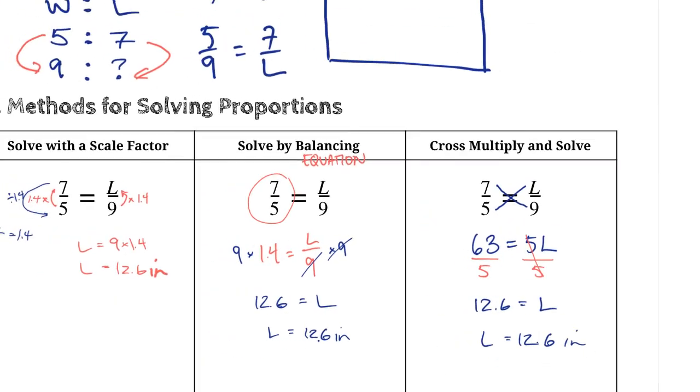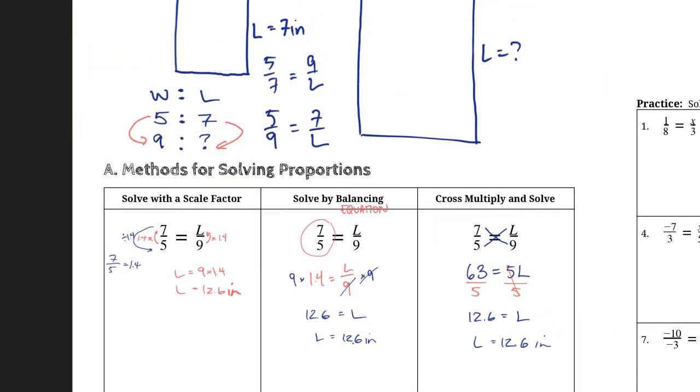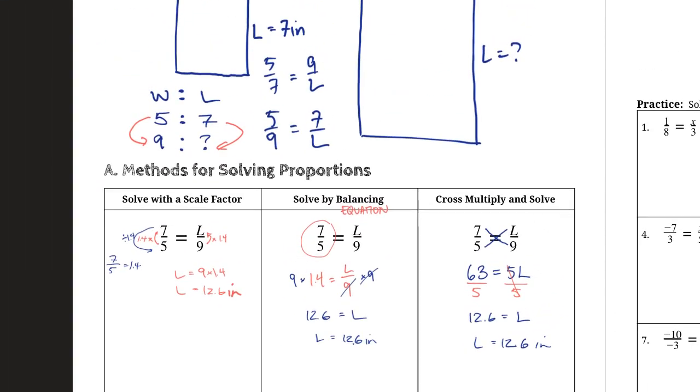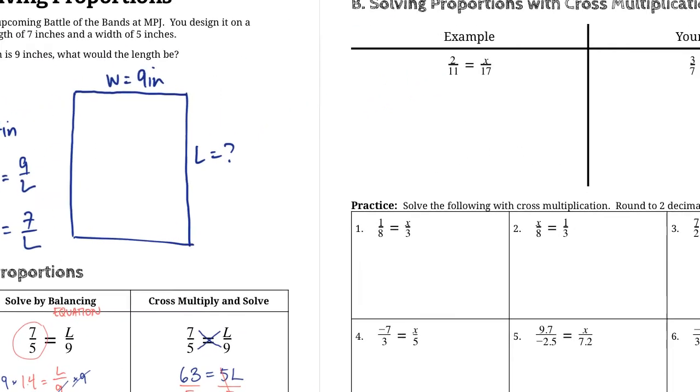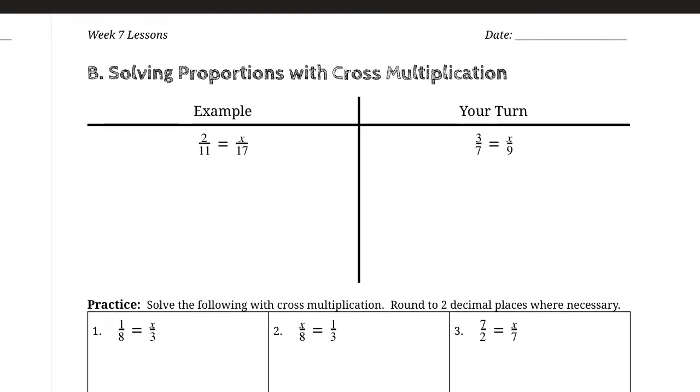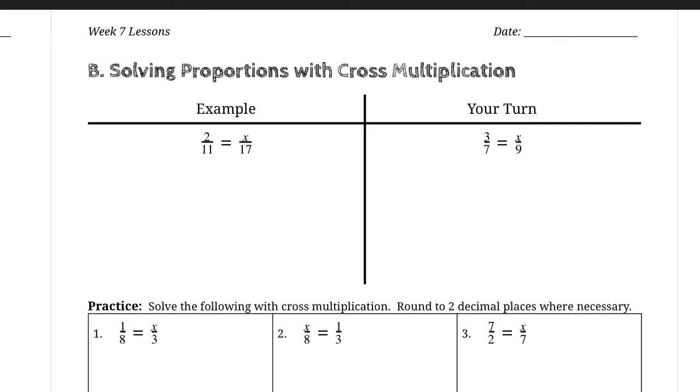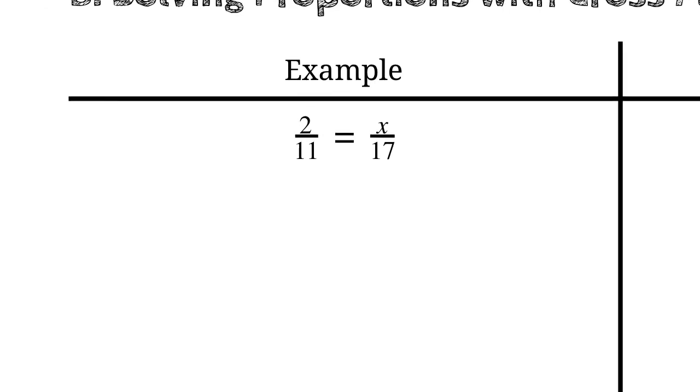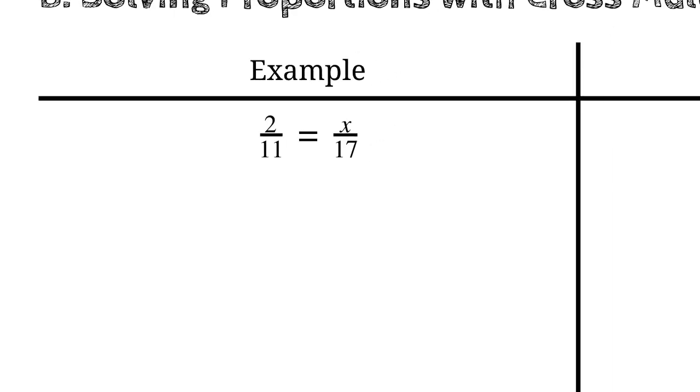Okay? So in the future, when you get questions like this where you have proportions that are difficult to solve, you can choose whichever way you want to do. But for now, I want you to practice cross multiplication a little bit. So what I'm going to do is the example problem now. I want you to watch, pay attention, follow along, and then you'll have a chance to try the your turn question. Okay? All right.